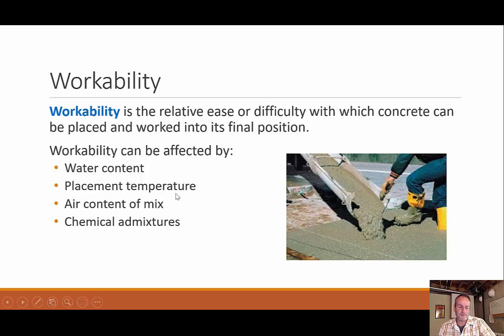The temperature during placement, so if it's a really hot day versus really cold day, that can affect how workable this concrete is and how fast it's setting up. The air content of the mix, more air does make it more workable, but also decreases strength. And any kind of chemical admixtures, like I think we talked about superplasticizers last time, which make it, in essence, liquidy. It acts like you've added more water, even though you haven't added more water. So you can add these chemicals in there. That'll affect how workable it is.